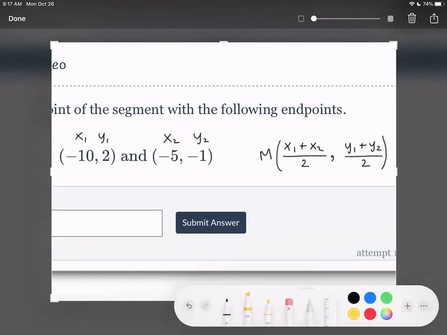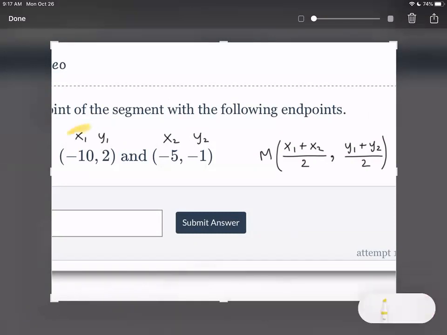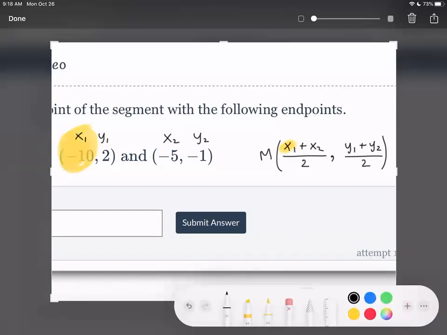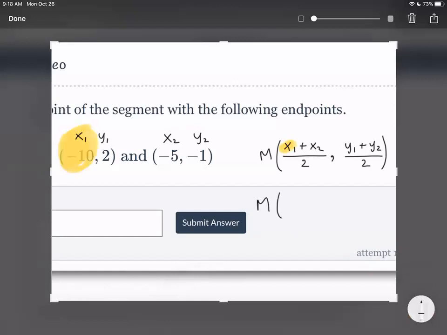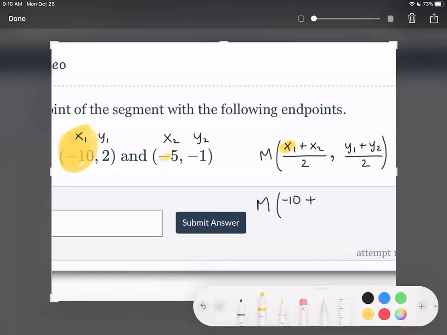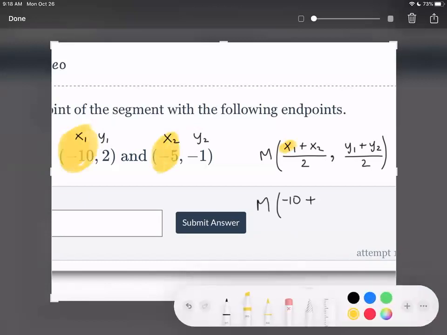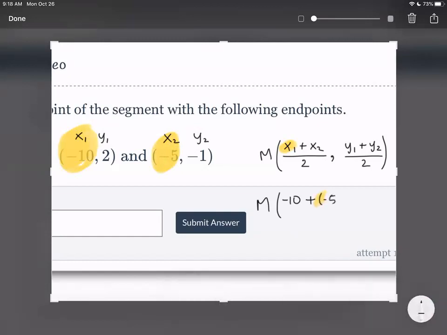We have, I'll just do yellow first. So we have our x1 over here. Our x1 was -10 plus our x2, -5. Okay, I'm just going to write it out first and I'll highlight it later. So our x1 plus x2 divided by 2, comma, and then our y1 is right over here, 2 plus our y2, -1, divided by 2.